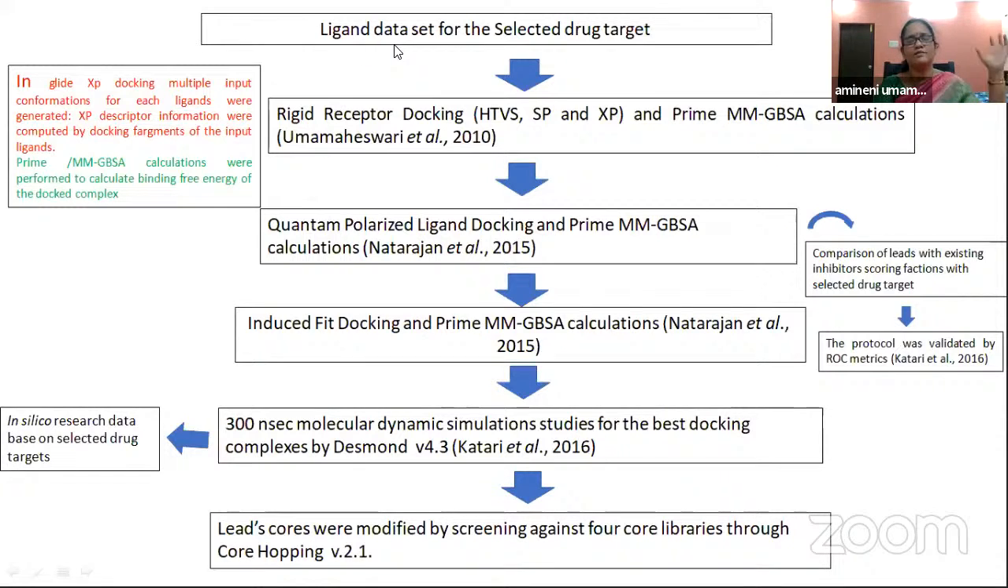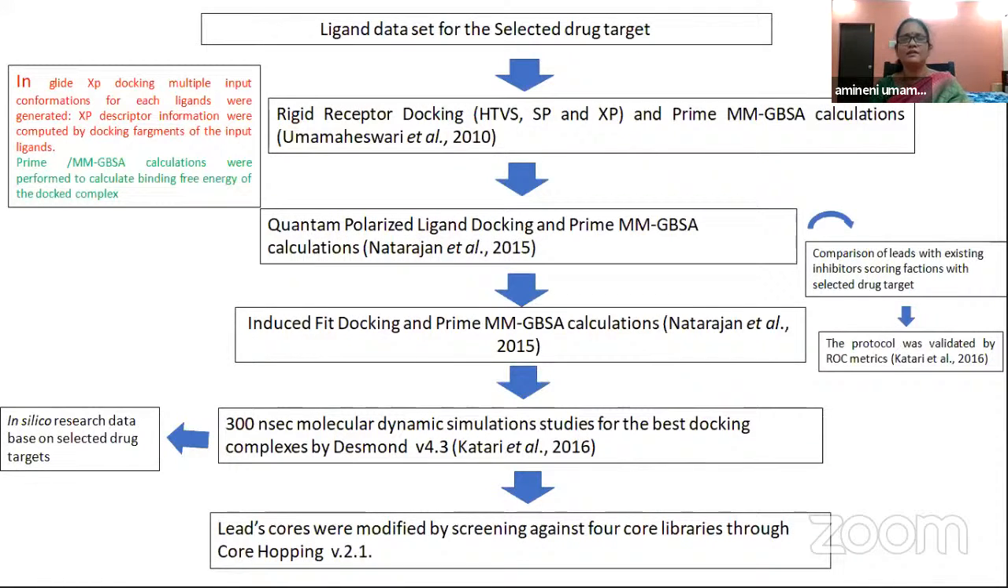With this ligand data set and the grid-generated protein molecule, we will perform the docking studies. Generally, we do this with Glide because we have the Schrodinger software. And this Glide docking is of three different types. Generally, it is a rigid receptor docking. Rigid receptor docking means the receptor is rigid, while the ligand is flexible. So only the receptor is rigid, and that is why it is called rigid receptor docking.